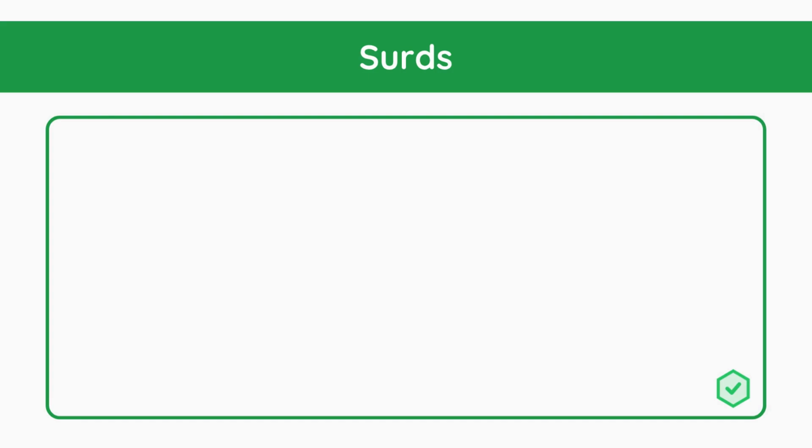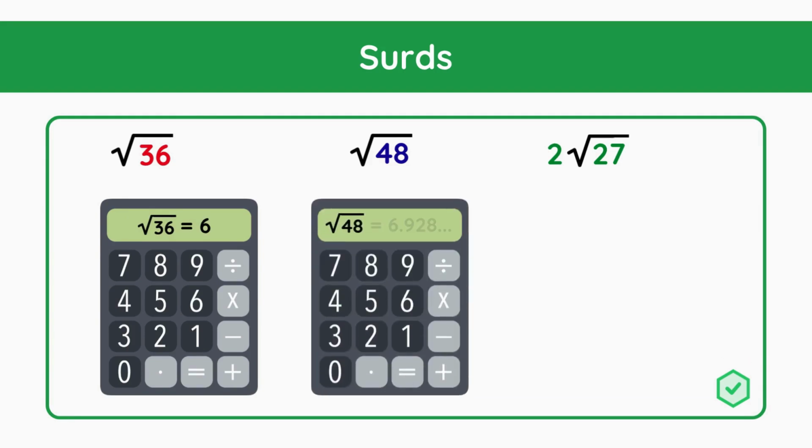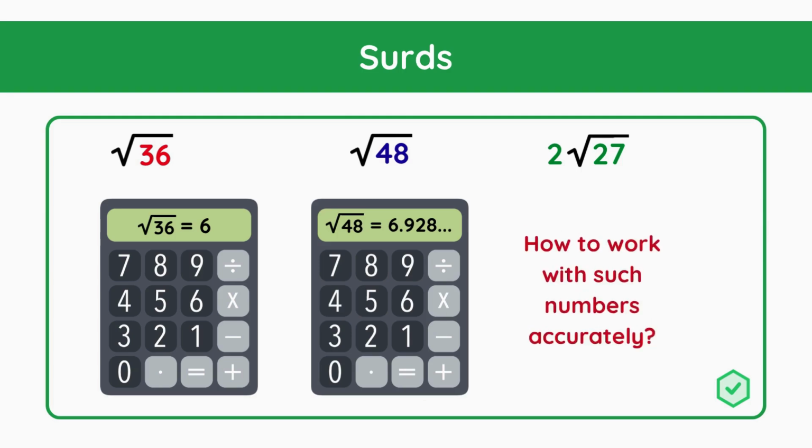Many of you might have seen numbers like square root of 36, square root of 48, or 2 square root of 27 in your exams. Now when you put them in a calculator, some of them can be converted into whole numbers. However, others result in infinitely lengthy decimals. In this video, we will look at how to work with such numbers accurately.